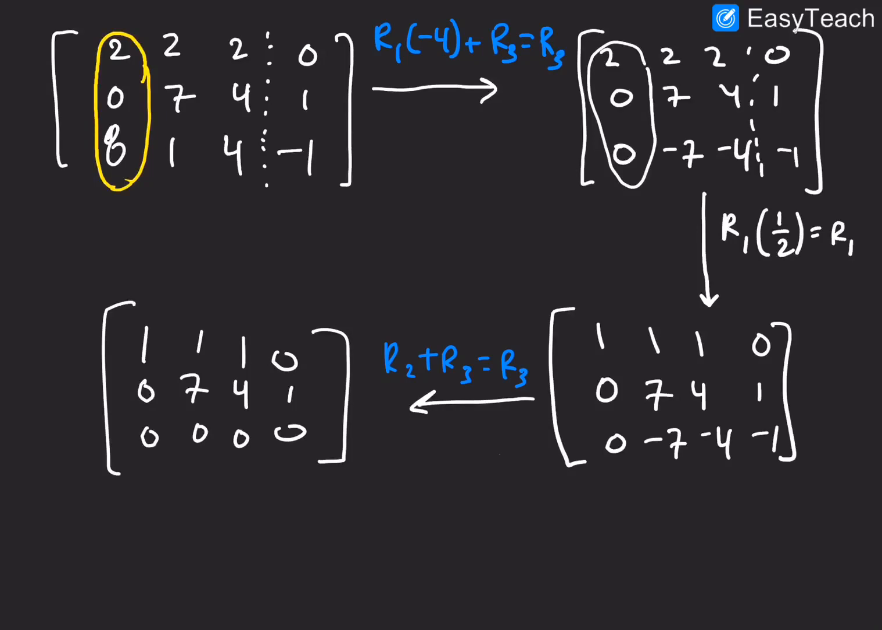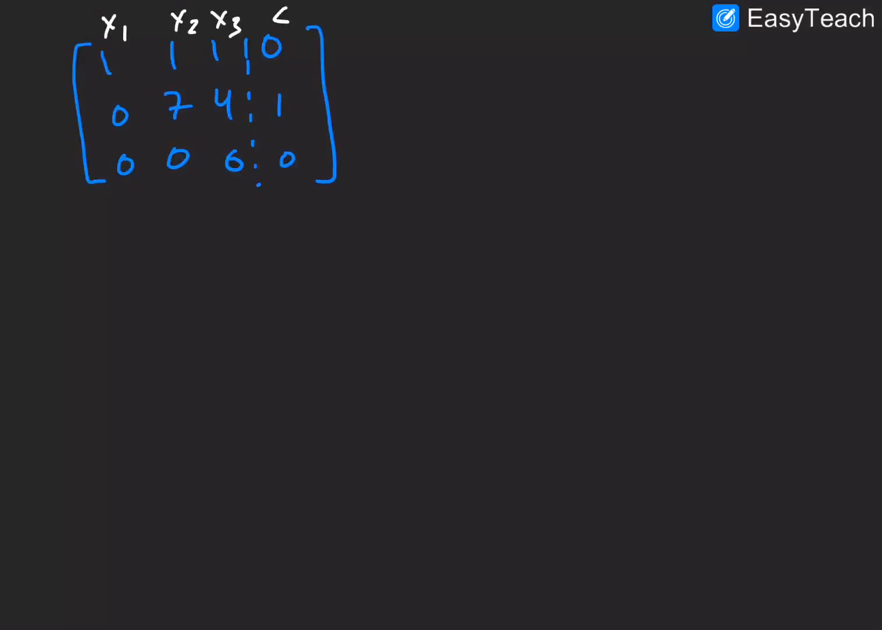Well, let's take that to the next page. We had 1, 1, 1, 0, 0, 7, 4, 1, 0, 0, 0. And I do that dotted line because I do want to separate my constants so I know which are my constants and which are my variables. So this is x2, x3, and my constants.